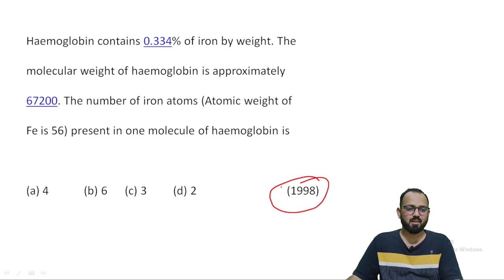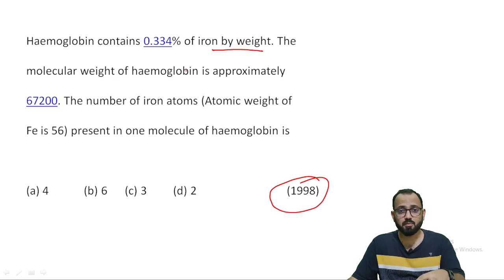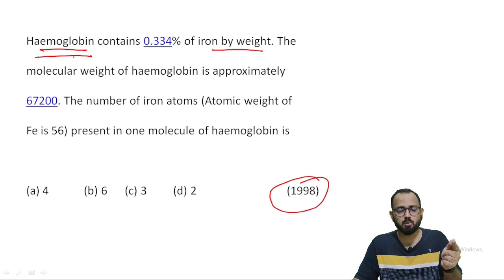So this is a 1998 question. We'll try to sort it out. Hemoglobin contains 0.334 percent iron by weight. They have given the percentage of iron in hemoglobin.